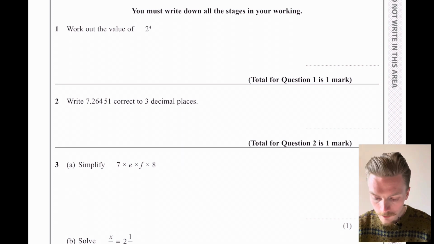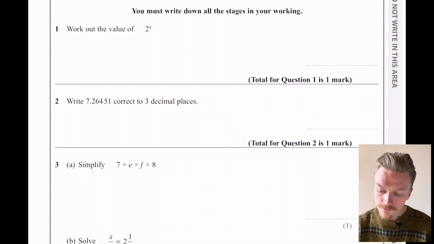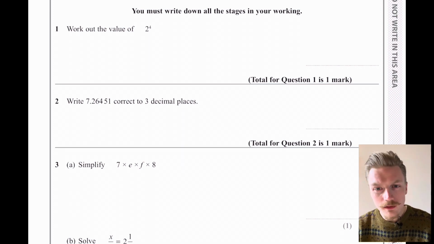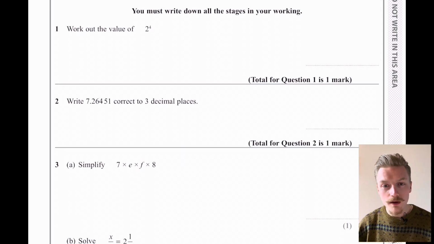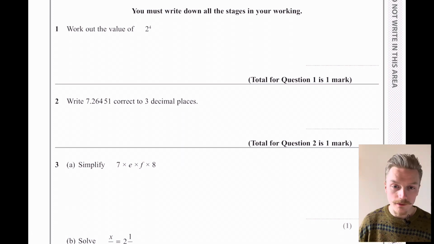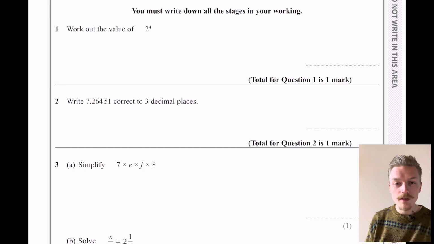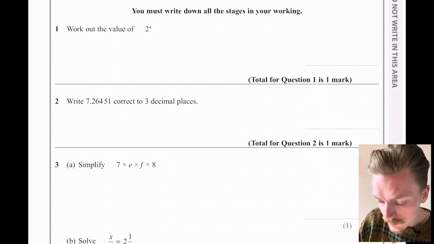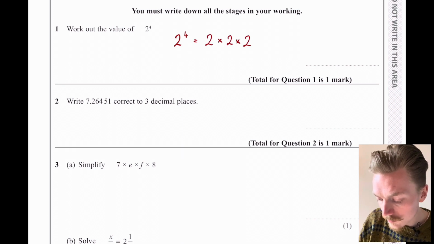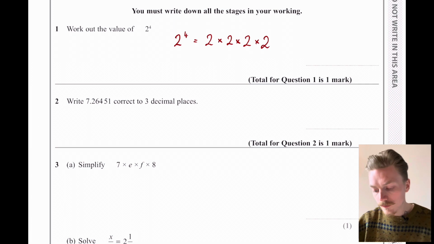Question 1 says work out the value of 2 to the power of 4. Powers mean to multiply something by itself more than once. So this means 2 multiplied by 2, 4 times. So 2 to the power of 4 equals 2 times 2 times 2 times 2.